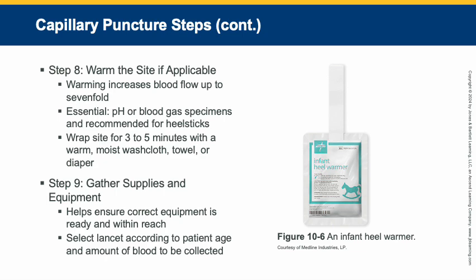Step number 9, gather your supplies and equipment. If you gather them ahead of time, then this helps. Once you've got the procedure going, you already got everything right there beside you. Select collection devices according to the tests that have been ordered and place them within easy reach, along with several layers of gauze or gauze-type pads. Select a new sterile lancet according to the site selected, age of the patient, and the amount of blood to be collected.